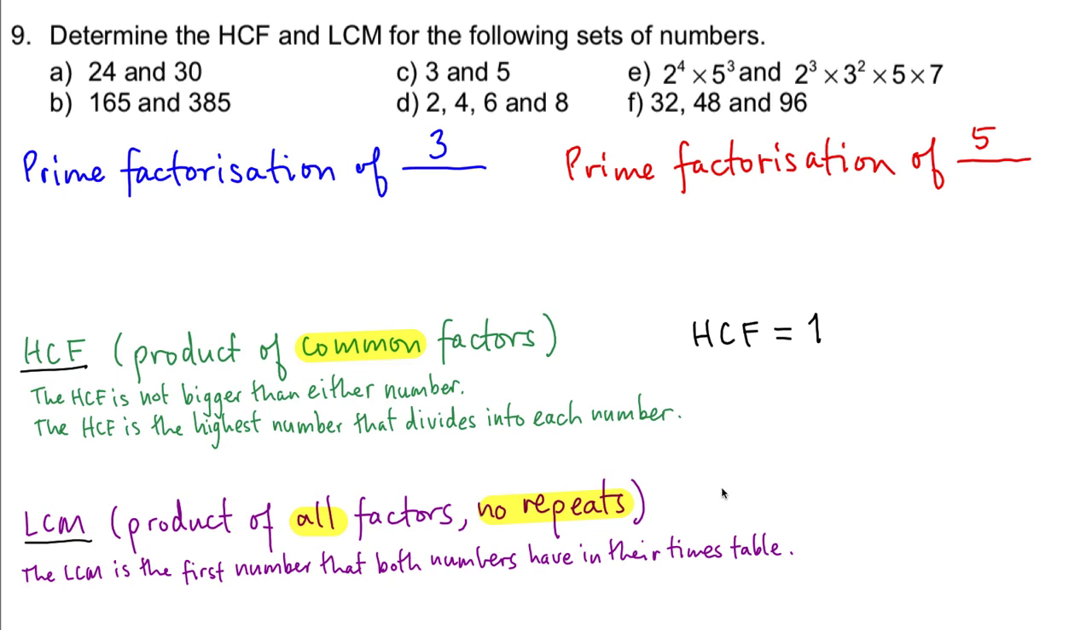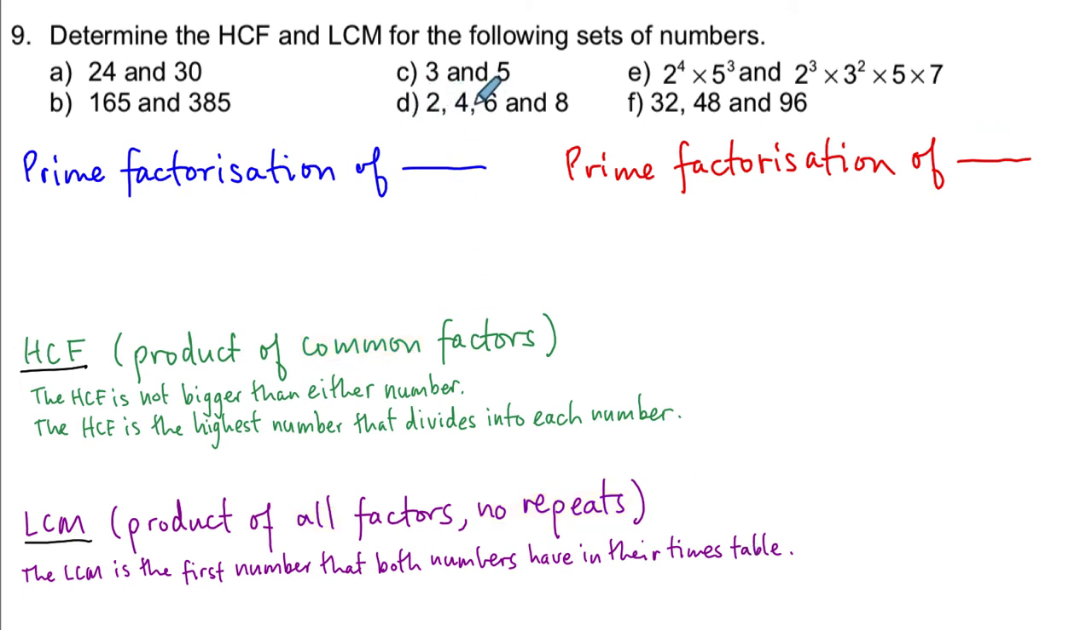Now we want to come up with the least common multiple, which is a product of all of the factors. So we need all the blue factors and all the red factors with no repeats. So we need a 3, and that makes sure that we've taken care of all of these factors, and we need to multiply by any additional factors over here. We don't already have a 5, so we need to multiply by it, and 3 times 5 is 15. What that means is 15 is the first number that both 3 and 5 have in common in their times tables. Okay, let's take a look at the next example.